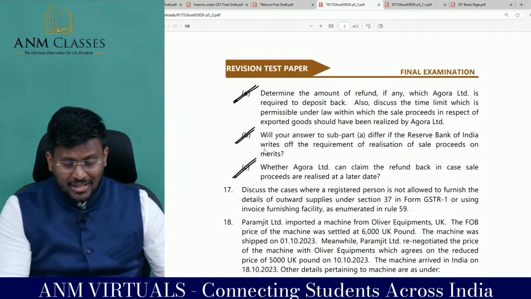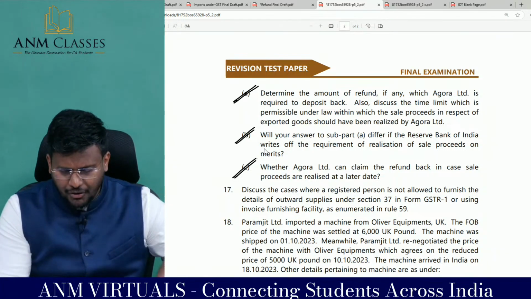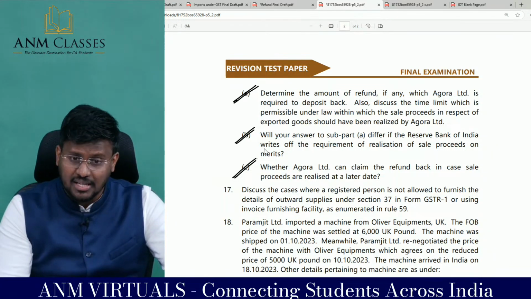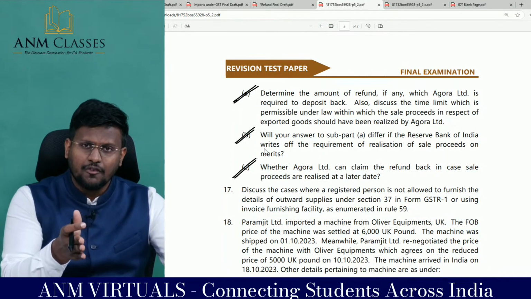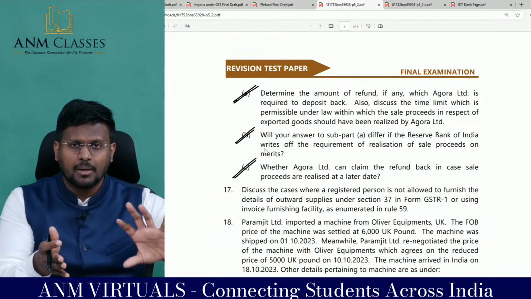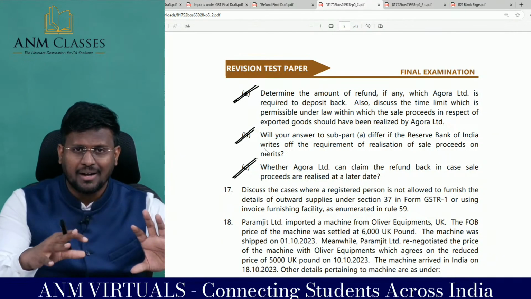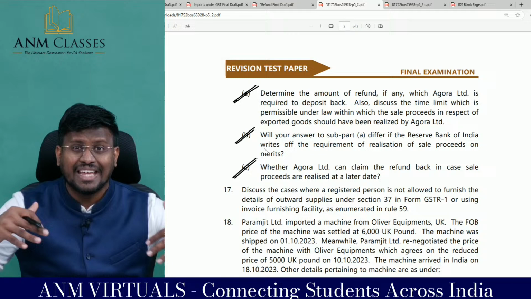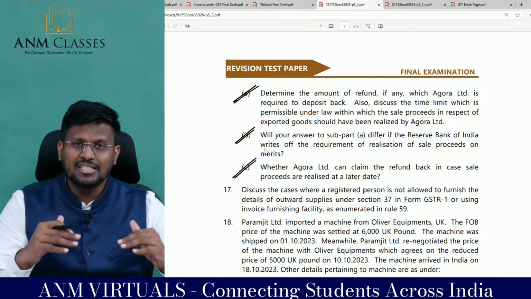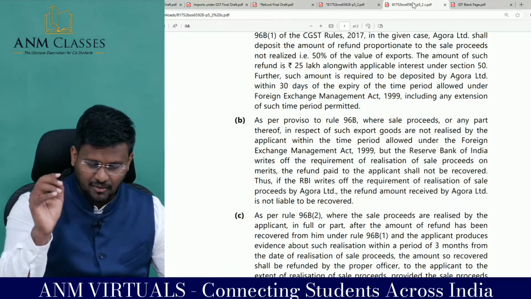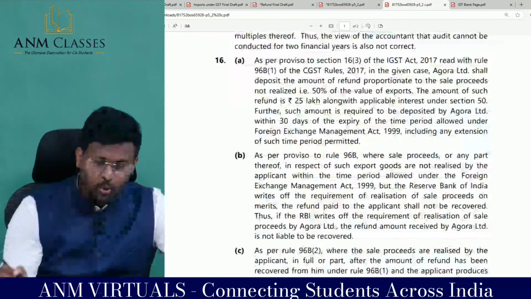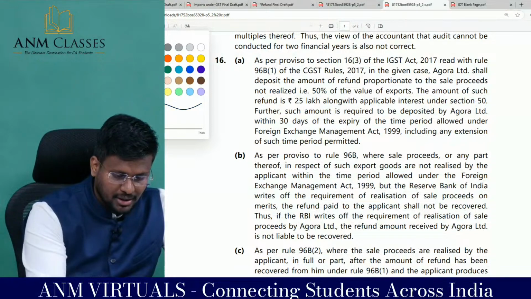Third question: whether Agora Limited can claim the refund back in case sale proceeds are realized at a later date? Yes. After the stipulated time period, in future, once they repatriate that money, based on how much money you have repatriated, government is ready to refund to you. In examination, don't write refund and all, just say government is ready to refund to you. Now you read this part, you'll be able to understand.